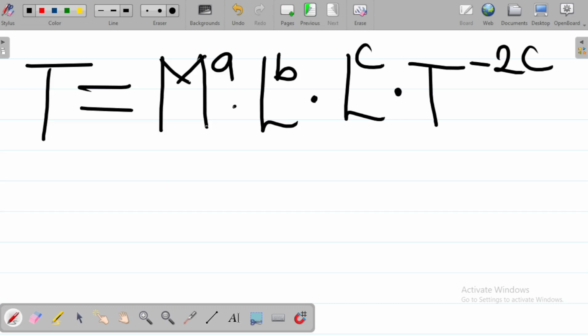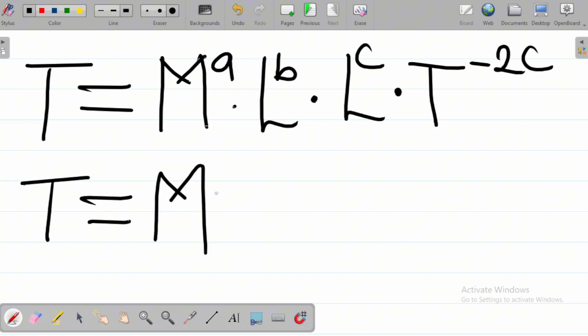Alright, so our next task is to collect like terms and then apply the multiplication law of indices. T is equal to M raised to power A, L raised to power B, and L raised to power C. They are the same base but different powers. So we will apply the multiplication law of indices by simply adding their powers. So we have L raised to power B plus C.